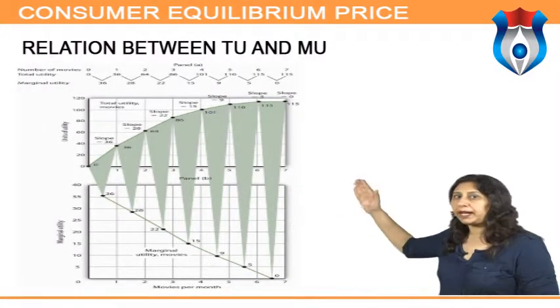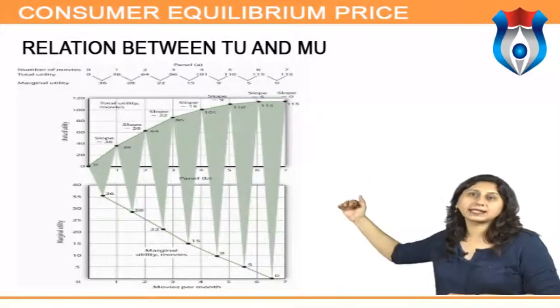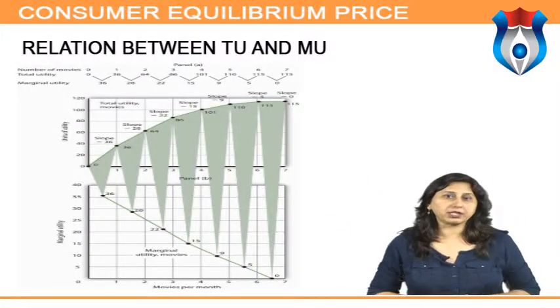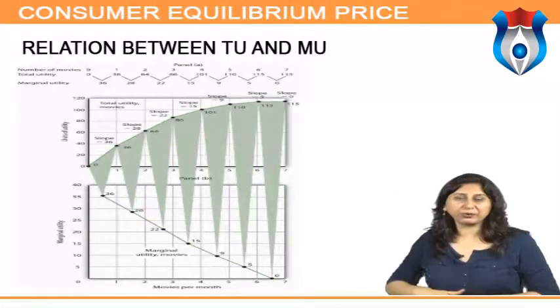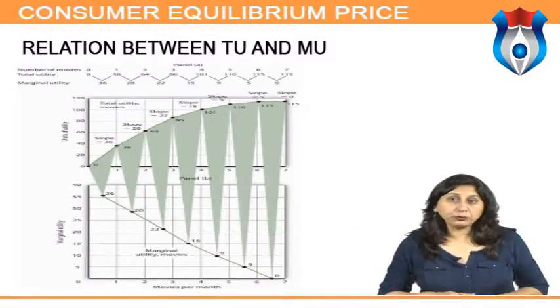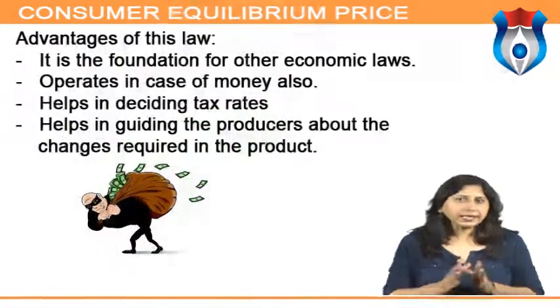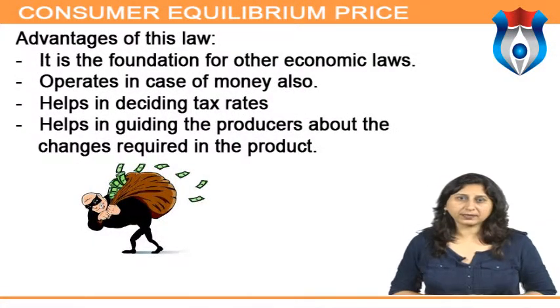Here, from the MU curve, we can see that MU is declining as the consumer consumes more of the commodity. When TU is maximum, MU is 0. After that, TU starts declining and MU becomes negative. Studying this law is very important for understanding basic economics.